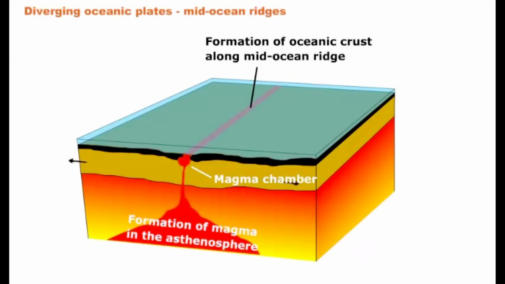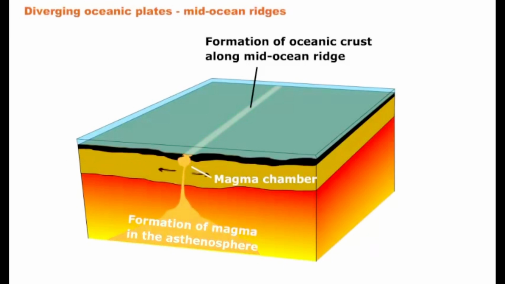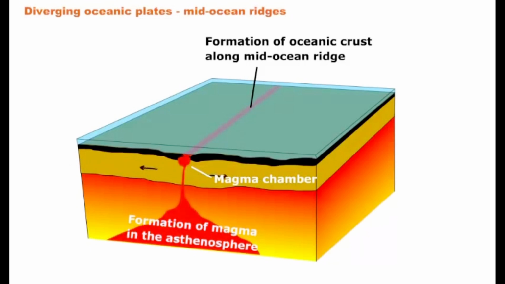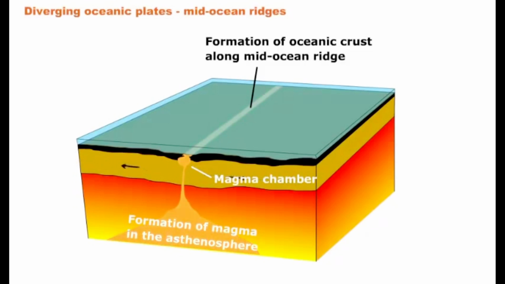Alright, next up are what are called diverging plate boundaries. Diverging means to move apart. So when two lithospheric plates are moving away from each other, it can be said that they are diverging. Think of it like dividing, moving apart. This picture shows two oceanic plates that diverge along the mid-ocean ridge, much like our mid-Atlantic ridge we studied before.